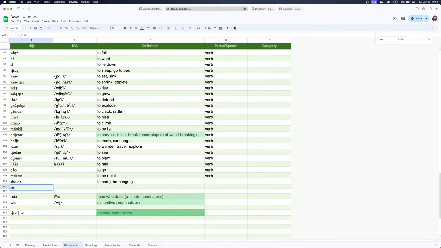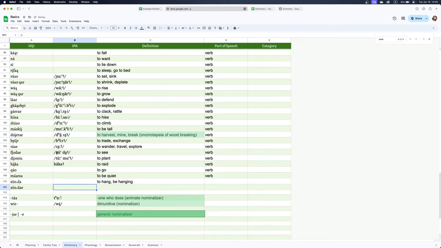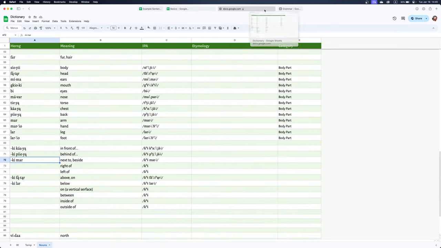So, suda, suda. Hanging, what hangs? Hanging sign, or picture. And then there we go. On a vertical surface. And then I need the laryngeal marker.